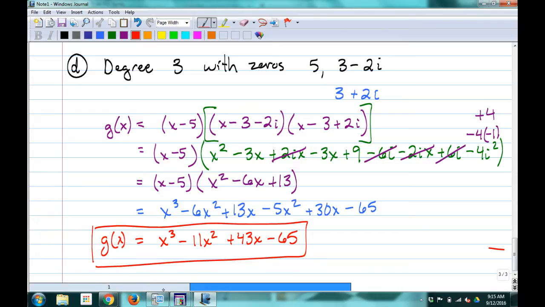It's like anything else. The biggest mistake you're going to make is a sign mistake somewhere along the way, and you should be able to catch that. If the i's don't cancel out and the radicals don't cancel out, something's wrong. When you do your multiplication, if that doesn't cancel out, something went wrong.